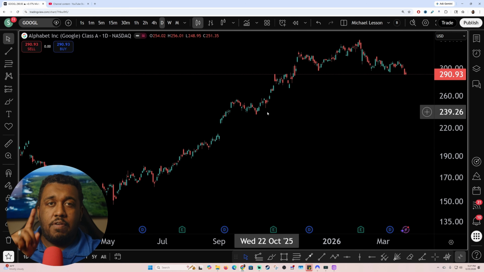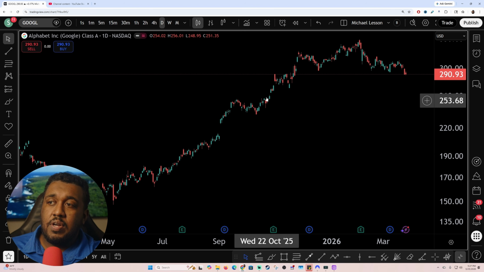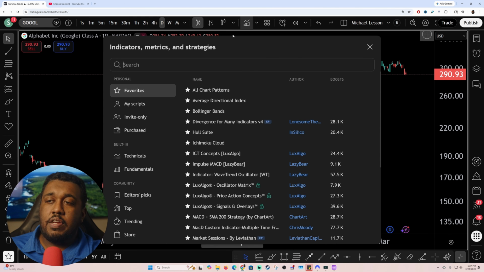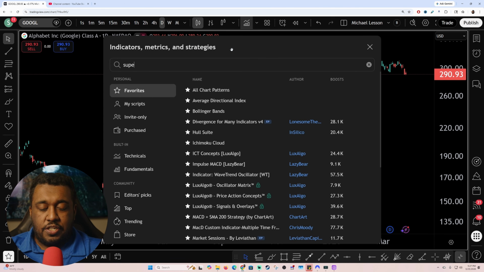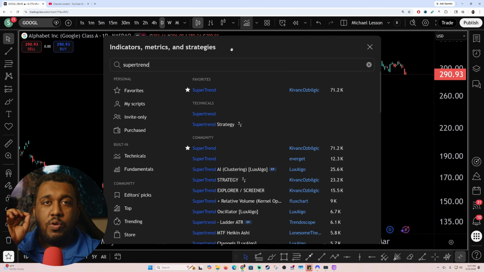Now on TradingView, there are a lot of Supertrend indicators out there, but there is one that is the very, very best, and that's the one we're going to be using today. So to add that onto your charts, first go over here to Indicators, Metrics, and Strategies, and just type in Supertrend. Have it be one word, not two, otherwise this will not work.